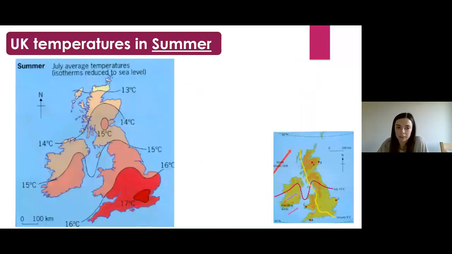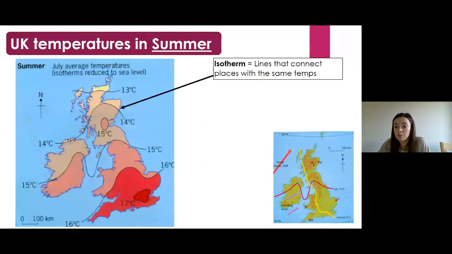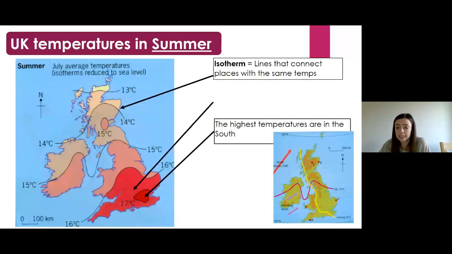Okay, here we have the opposite now, UK temperatures in summer. Now, isotherms are lines that connect places with the same temperature. And as you can see, the highest is around London and southeast England, and the coldest are in northern Scotland due to the role of latitude.